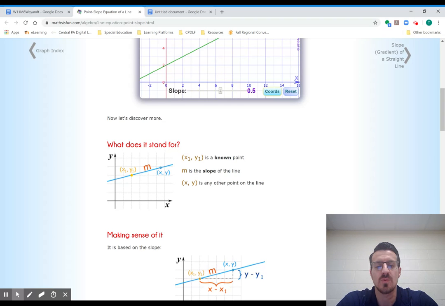Now, this resource uses x and y with no number. I usually say there's an x2 and a y2, standing for a second point that we find. They have x and y there as another point, but I like to use x2 and y2 so that I know exactly that's the second point that we're finding. And m is simply the slope.